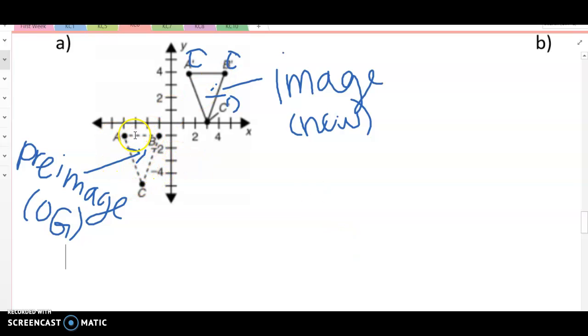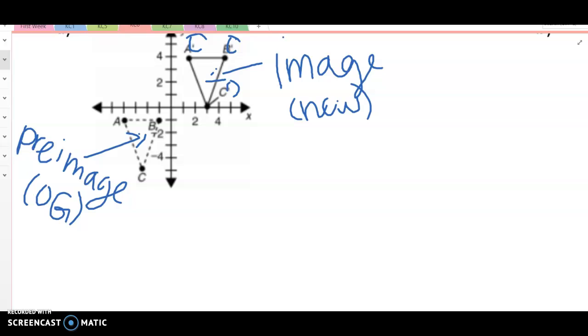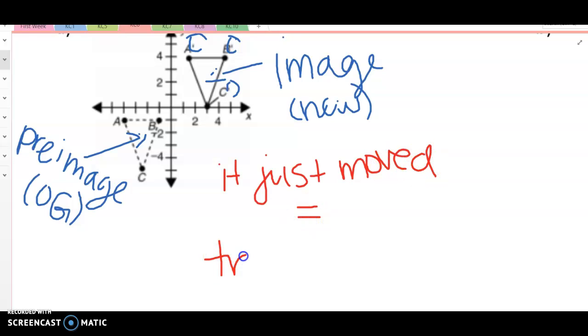Well, it looks like, did it flip? No, because C is down here and C is down here, and A is here and A is here, so nothing was flipped, and also nothing was turned because the triangle is still facing the same direction. It just moved to a different location. So move to a different location, we'd say it just moved, which is a translation.